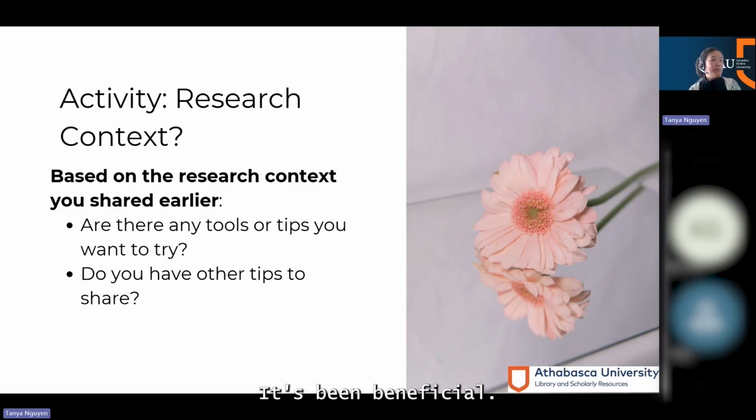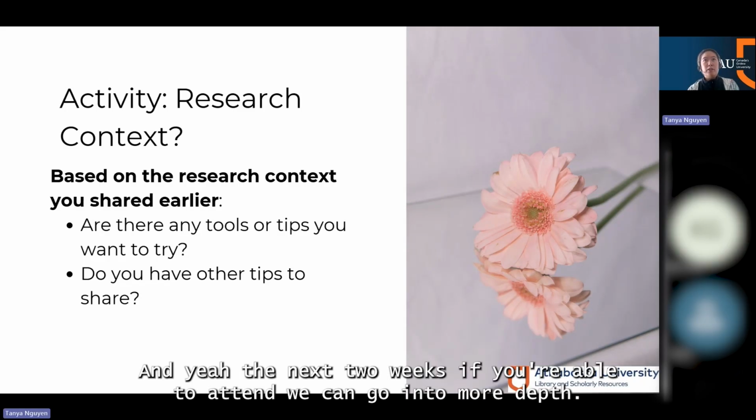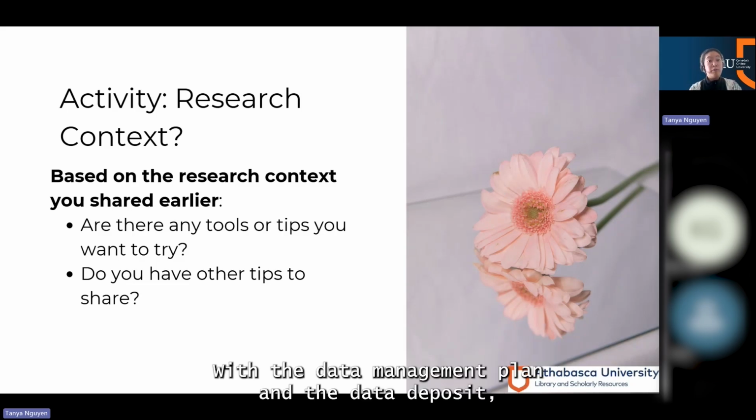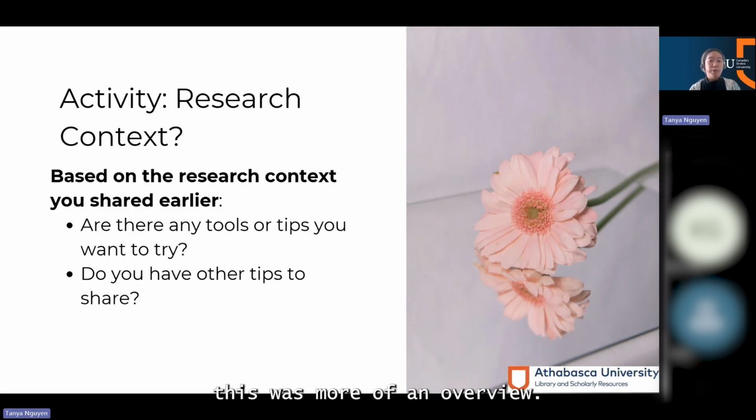It's been beneficial. And the next 2 weeks, if you're able to attend, we can go into more depth with the data management plan and the data deposit. This was more of an overview. So let's keep going. We're almost there.